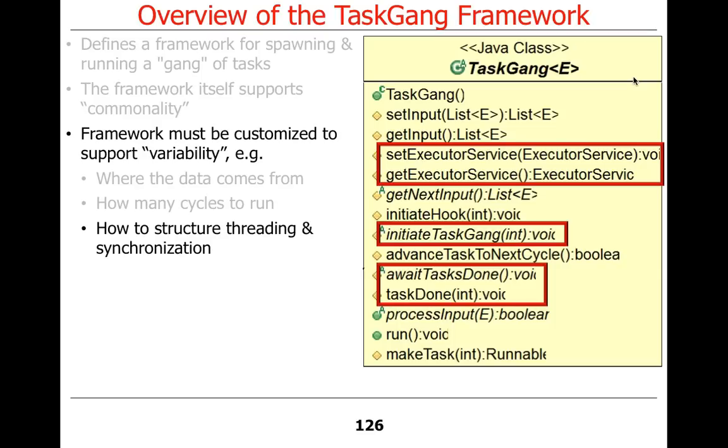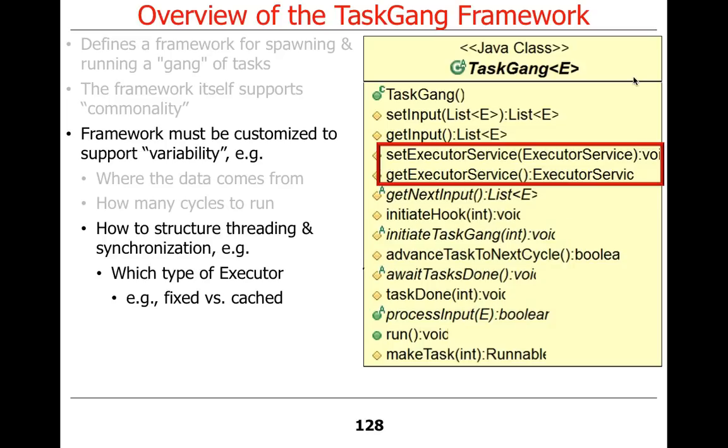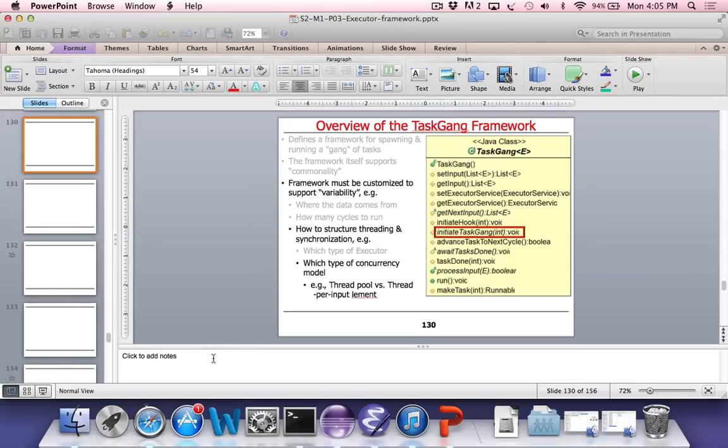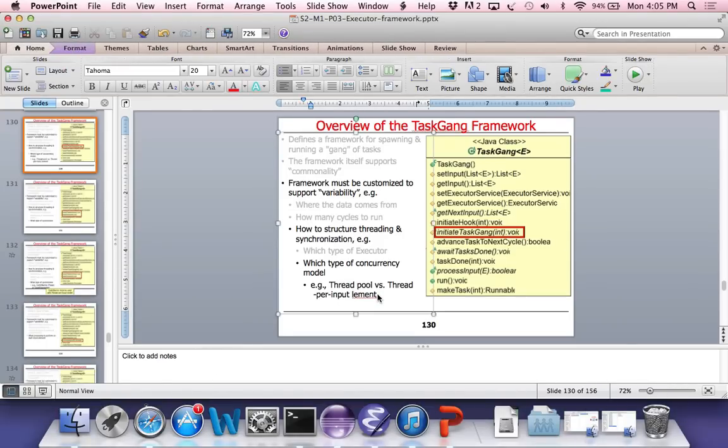The other thing here that's very different from what I had before, but very cool, is how to structure the threading and synchronization. So we're going to have a method to set and get the executor service. So you can decide what kind of executor service you want to have. Do you want to have one that's a fixed size thread pool? Do you want to have one that's a cached thread pool? It's up to you to make that call. You can also decide what type of concurrency model. Do you want to have a thread pool? Do you want to have a thread per input element? By the way, I should point out that you can use the Executor Framework to have a thread for every element to be processed. And the trick there is to define the appropriate execute method for the framework, which you can customize trivially.